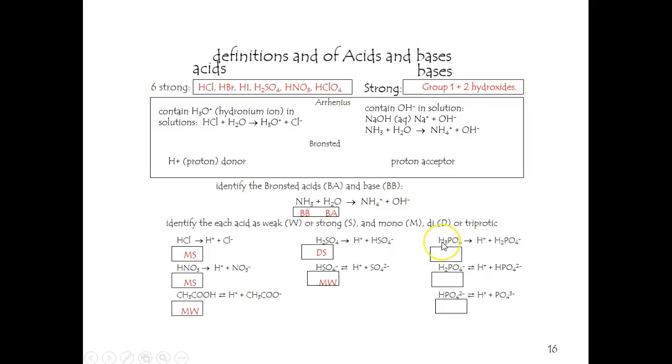Phosphoric acid, oh my God. TW, it's a weak acid, but it's triprotic. Interesting, triprotic strong. I don't think so. I think that's an error. See that? It's not listed as one of the strong acids. I think this should be TW. In fact, I'll change it. This looks like triprotic weak. I'm sorry, diprotic weak, monoprotic weak. This is some more definitions about acids and bases.